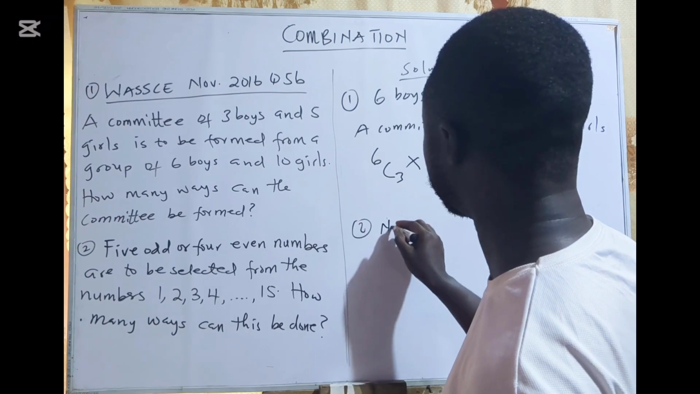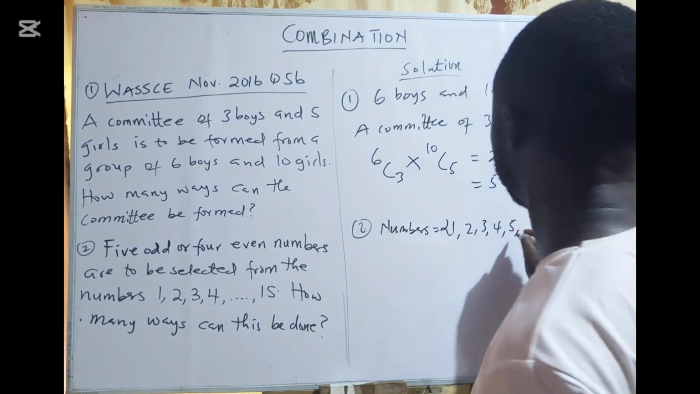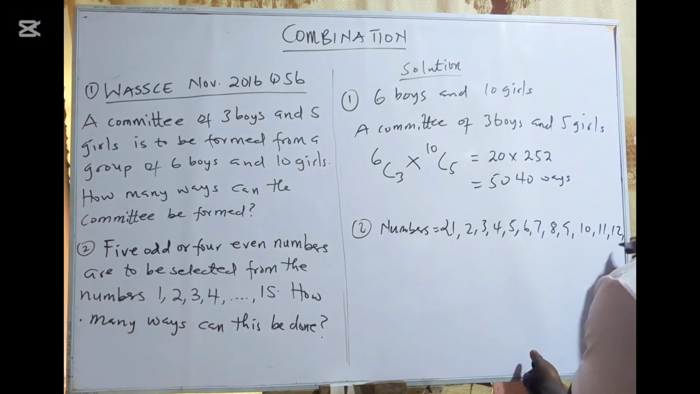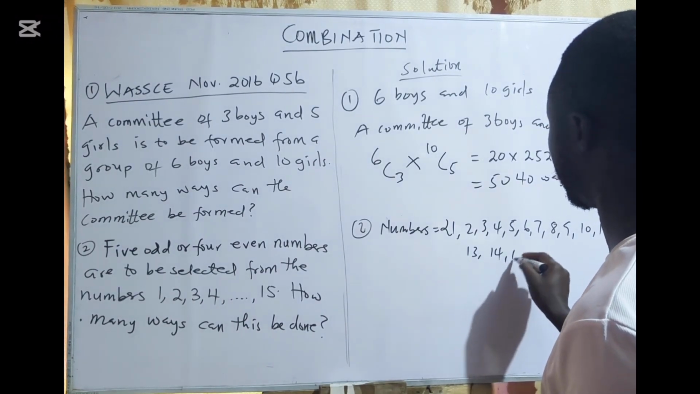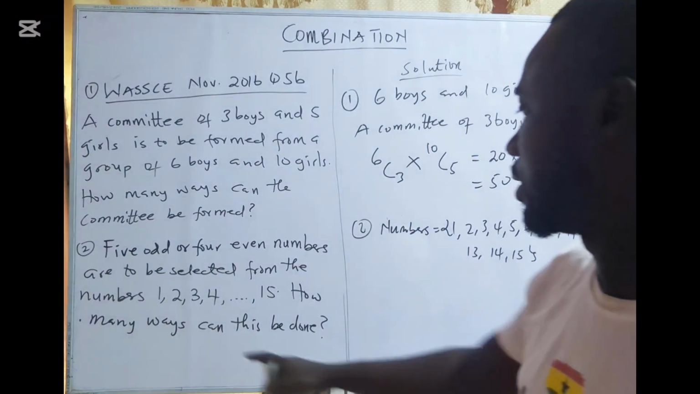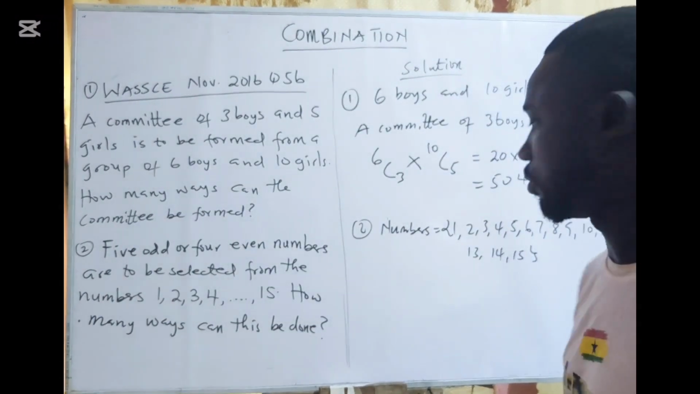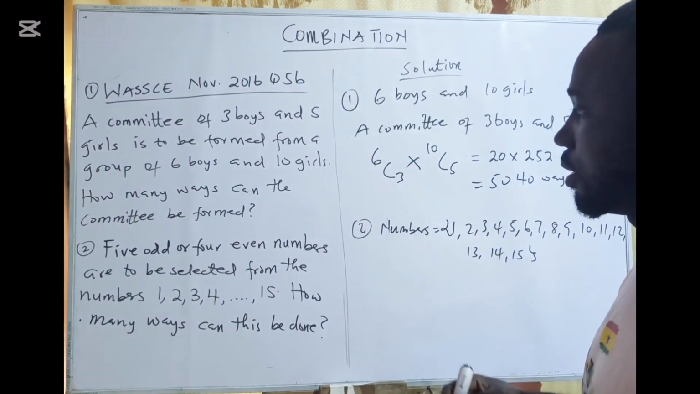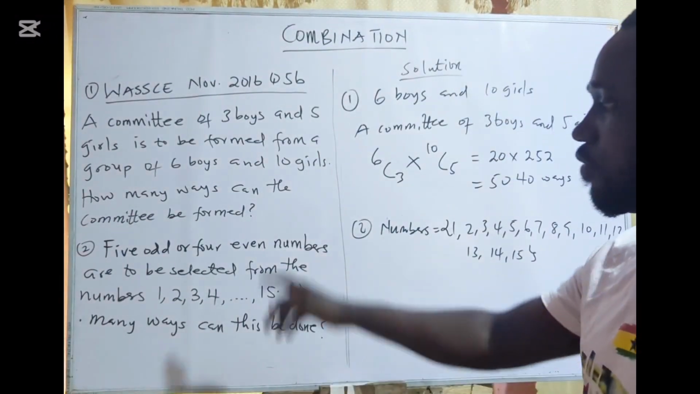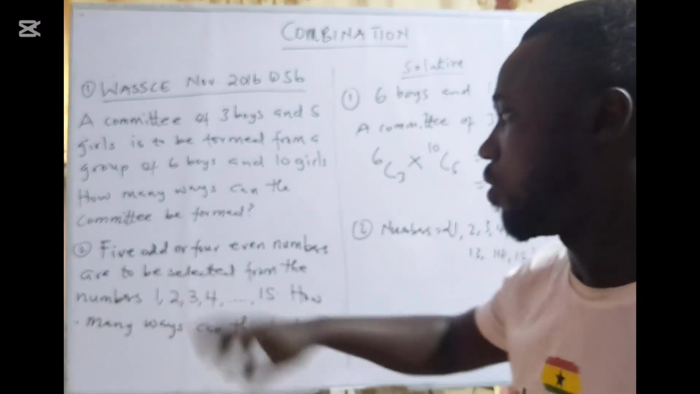Okay, so my numbers are 1, 2, 3, 4, 5, 6, 7, 8, 9, 10, 11, 12, 13, 14, and then 15. So 1 to 15. You say how many ways can this be done? So I'm to select 5 odd or 4 even. 5 odd. So I have to know the number of odd numbers that I have to select 5 from, and then the number of even numbers that I have to select 4 from.